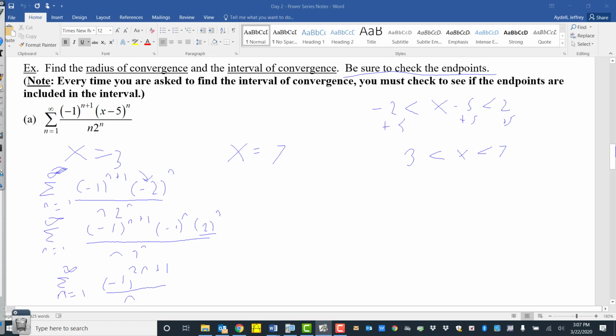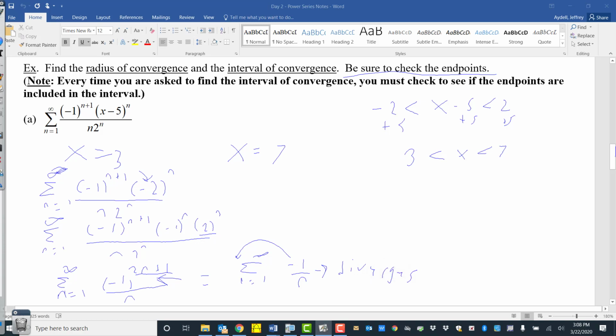And now we start to see some interesting things. Because now, if we look at this, does this alternate anymore? I would argue no, because the power is always going to be odd. So this just becomes the sum from n equals 1 to infinity of negative 1 over n. And we've actually talked about this series before. This was the harmonic series without the negative. So we could just pull that negative to the outside and ask what this series does. We should know that the harmonic series does not converge, so this diverges.